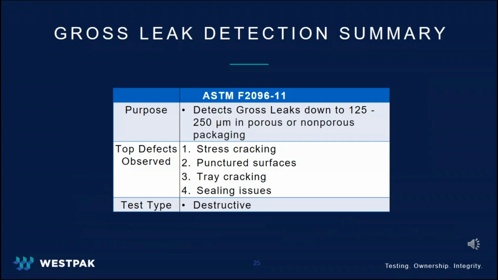In summary, the purpose of the ASTM standard F2096 2011 version is to detect gross leaks down to 125 to 250 micrometers in porous or non-porous packaging. The top defects observed in gross leak detection testing are stress cracking, punctured surfaces, tray cracking, or sealing issues. This is a destructive test.